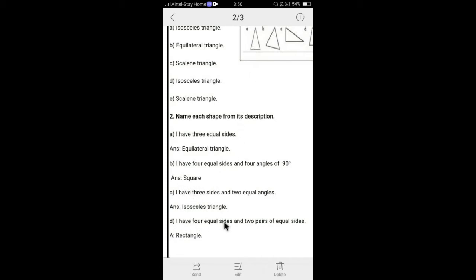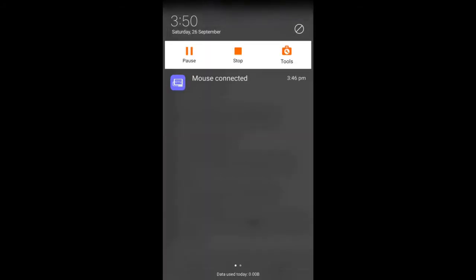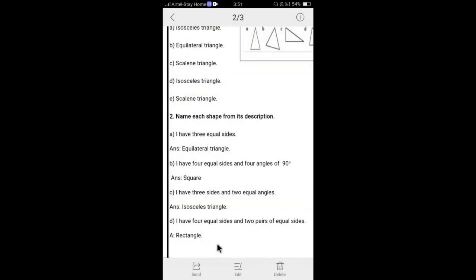D number: I have four sides and two pairs of equal sides. Pair of sides means opposite sides are equal. In a rectangle, two opposite sides are equal, and the opposite pairs are equal. So we can decide this is a rectangle. So D's answer is rectangle.